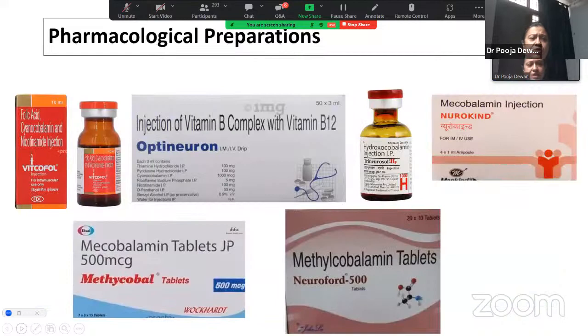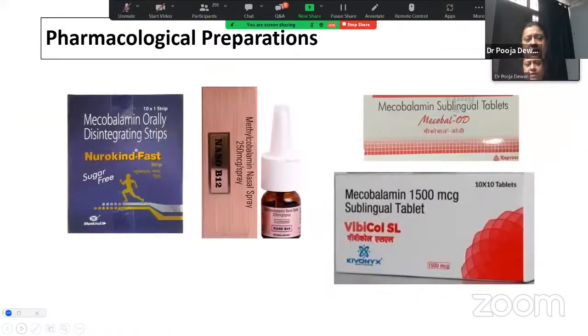So these are the market preparations which are available. You have these injections, Vitcofol, Optineuron, Trineurosol H for your injectable forms. You can also have methylcobalamin in the form. These are few brands which I've shown. And you can have these oral tablets. These are the orally disintegrating strips which are available, but obviously we do not recommend this as a therapy, but this is what you will find. You have these nasal sprays and you have these sublingual tablets which are emerging as a promising route for treatment.